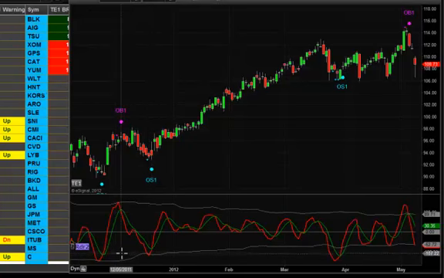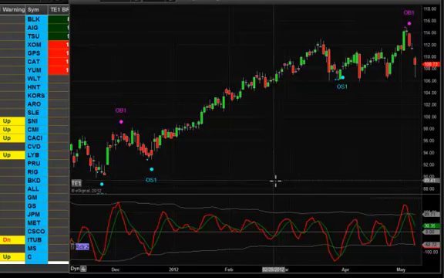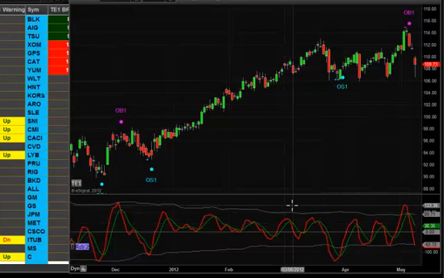So you can see here this signal is generated from a cross out of the overbought zone there, a cross out of the oversold zone. Here's a fast, slow cross in the oversold zone. Here's a cross out of the overbought zone. So it creates some pretty nice signals generated by the Radar 2 price leader acceleration oscillator.